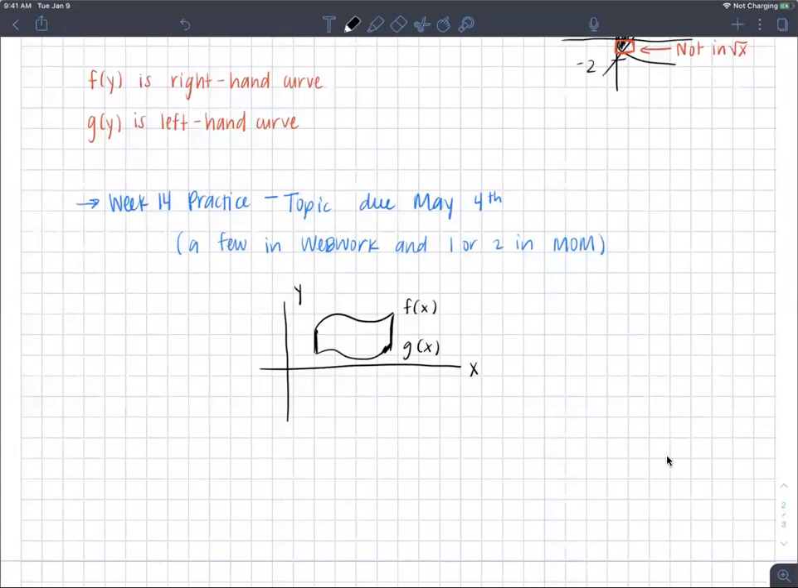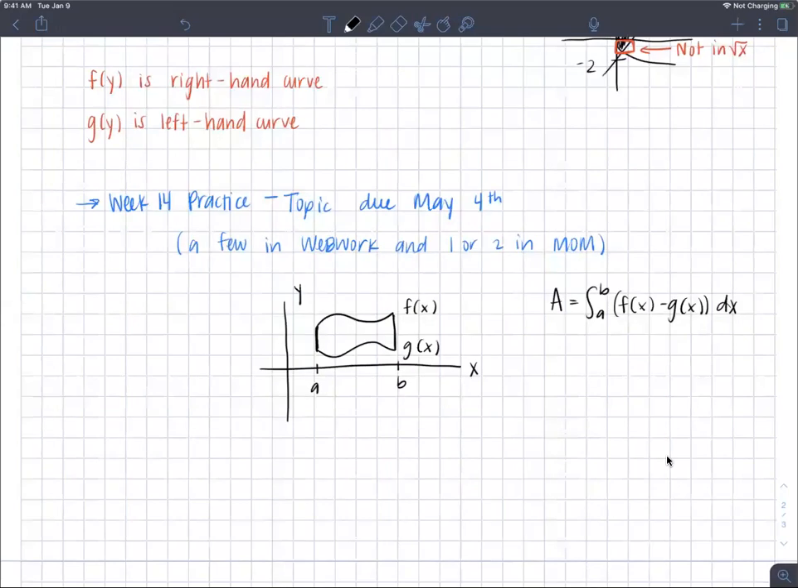Okay, so let's say I have these two curves, f of x and g of x. If I want to figure out which one I should make my top function, or which one I should make f of x, the area is the integral from a to b, where this is a, this is b, of f of x minus g of x.